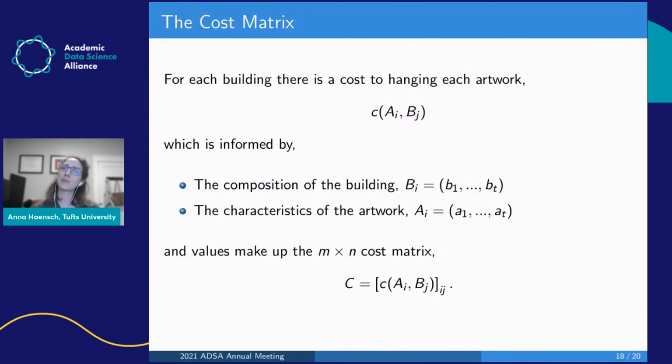We can do this by looking at the buildings on campus where art is hung. We can do a little bit of web scraping to see which departments and administrative bodies reside in the buildings. And we have an idea of who the people are who walk through each department and administrative body. So using these vectors, we can basically make up a cost matrix. It's an M by N cost matrix where the mnth entry is the cost of hanging artwork M in building N.